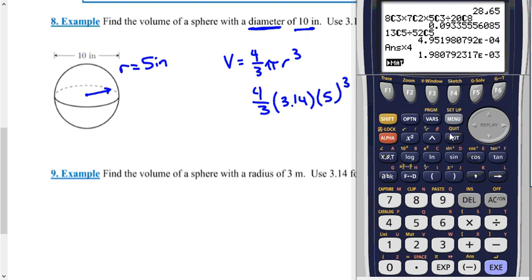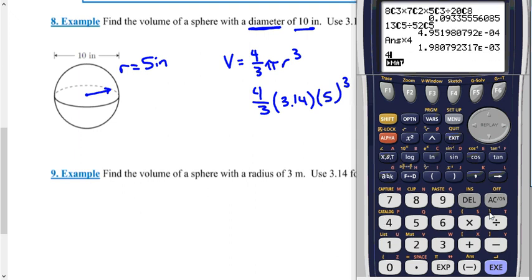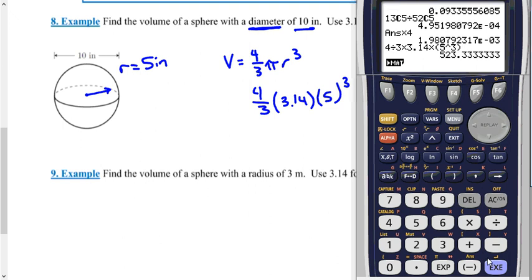So let's go ahead and get out of here, and I'm just going to put in 4/3. So you can write it as 4 divided by 3 times 3.14 times, and then your calculator will do this correctly, but I'm just going to make sure by doing parentheses 5 to the 3rd power. Even without parentheses, the calculator would do this correctly because it's going to do the exponent before it does multiplication. So it would do that 5 cubed first anyways.